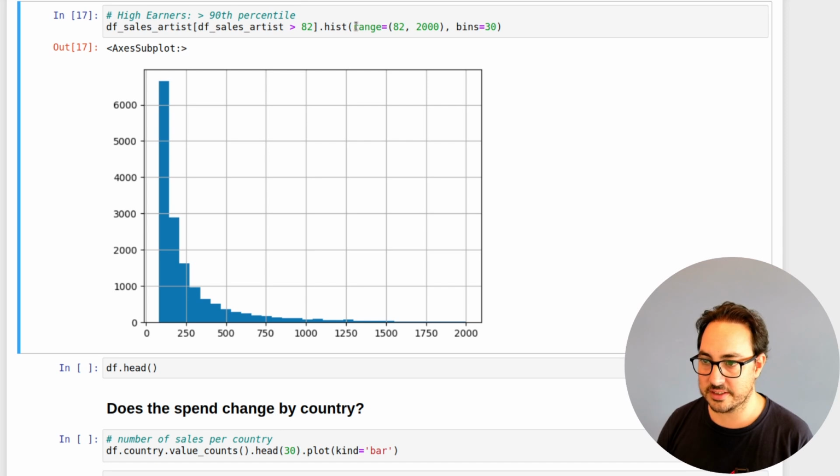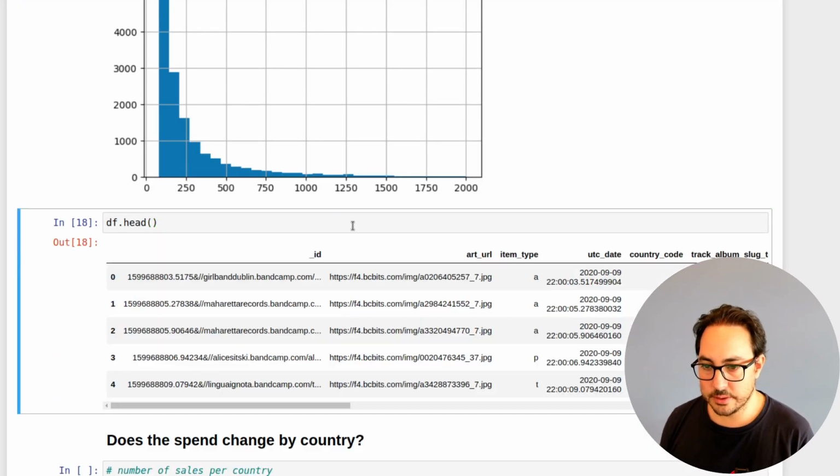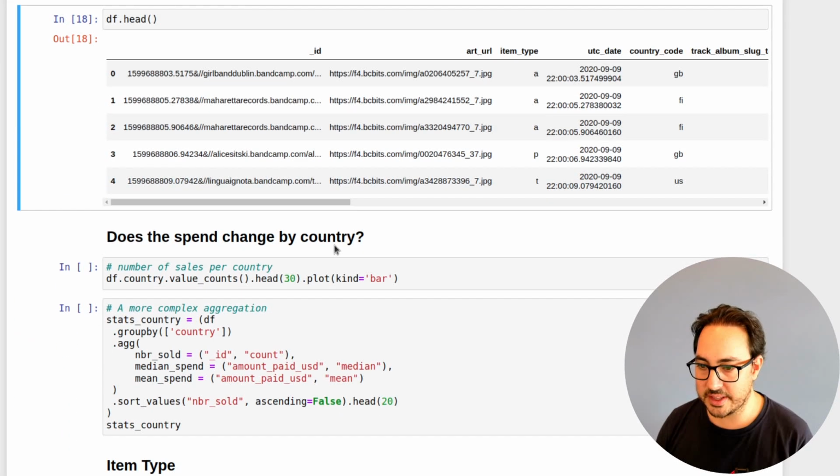Just start the data at 82 and let's say plot up to 2000. And we get a similar situation, right? We have a very positively skewed distribution. That means that some of the people make a lot of money, and most of the musicians, or people that are selling stuff on the websites, not just music, make less money. So, okay, here we have the data again.